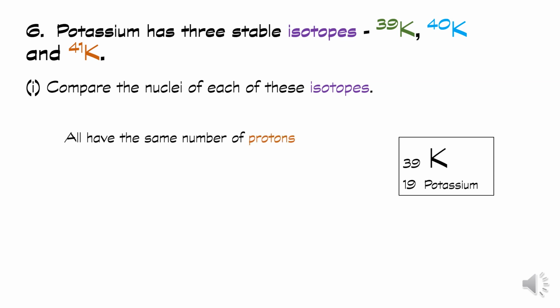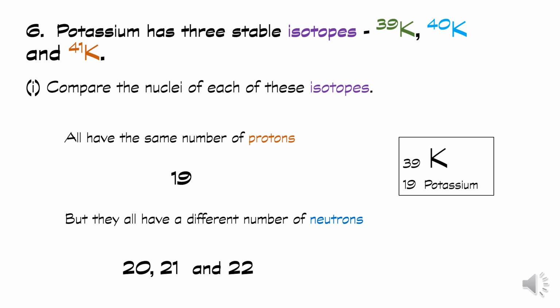So if we're comparing these isotopes, they all will have the same number of protons, as the atomic number doesn't change. So they will all have 19 protons. However, their number of neutrons will change, and our potassium 39, so our first isotope, will have 20 neutrons, as 39 minus 19 is 20, and then potassium 40 will have 1 more neutron, and potassium 41 again will have 1 more neutron, so 21 and 22.